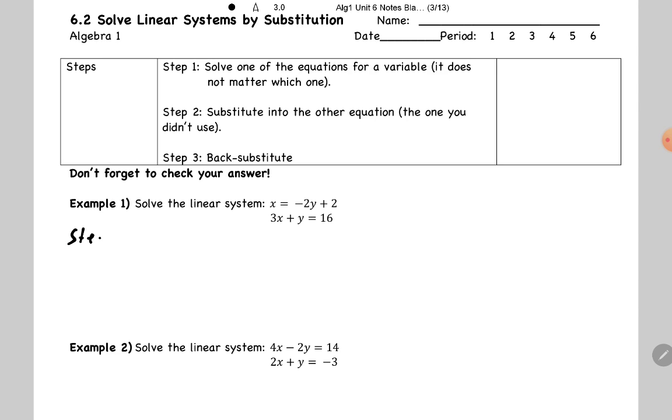So step 1, in either of these equations, equation 1 or equation 2, solve for a variable. That means make it say x equals something or y equals something. So step 1, it's already done. x is solved for in equation 1. So let's go to step 2. Step 2, we're going to substitute.